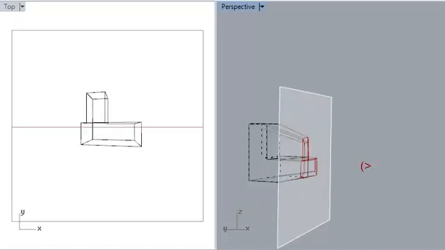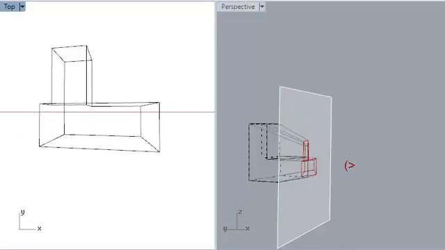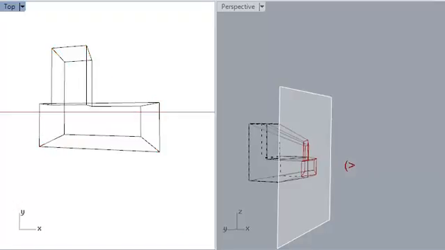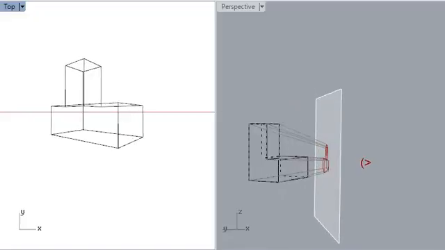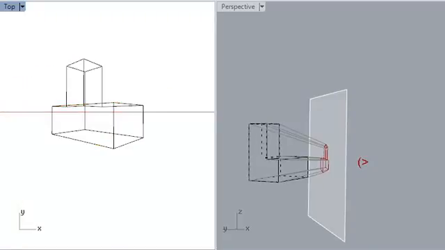With this understanding, we can begin to distinguish between types of perspective drawings, given by the number of vanishing points that they contain. So there are one-point perspective drawings where all lines are either horizontal, vertical, or converge to a single point, and there are two-point perspective drawings whereby all lines are either vertical or converge to one of 2 points, and there are even three-point perspective drawings whereby all lines converge to one of 3 points.